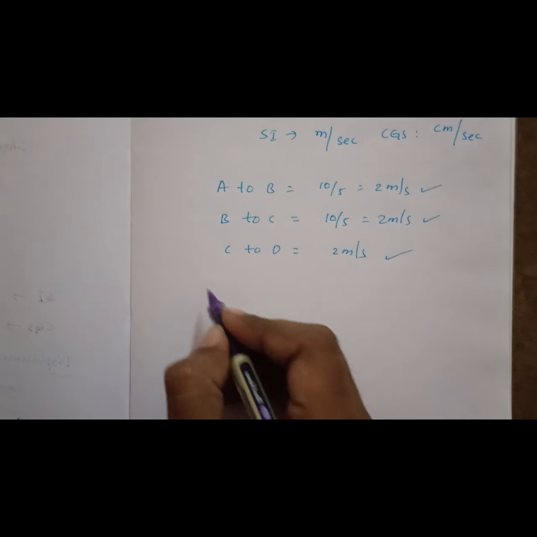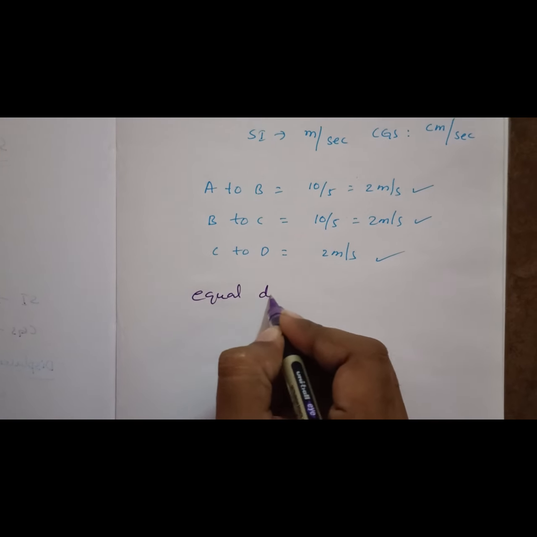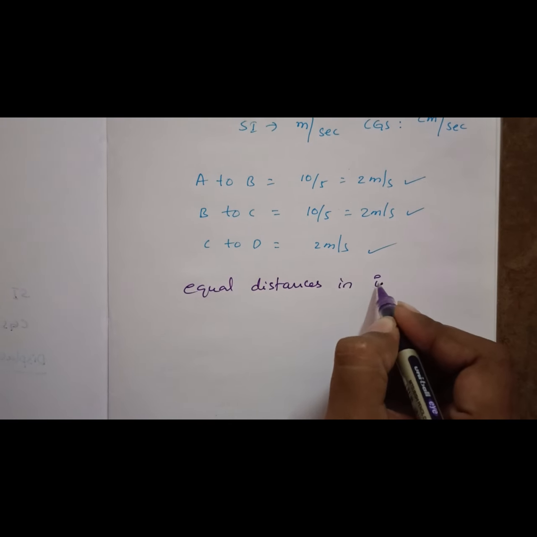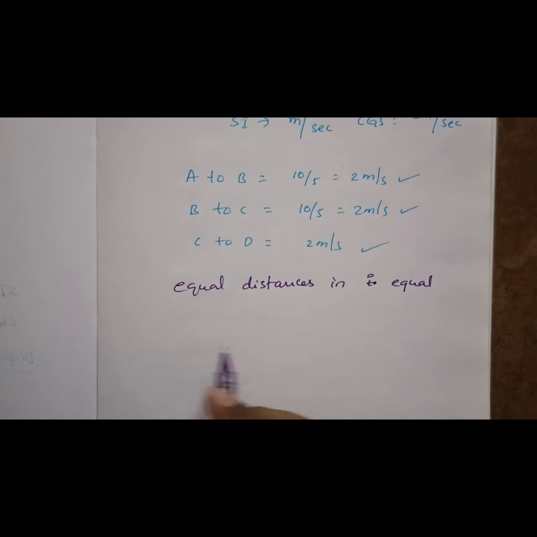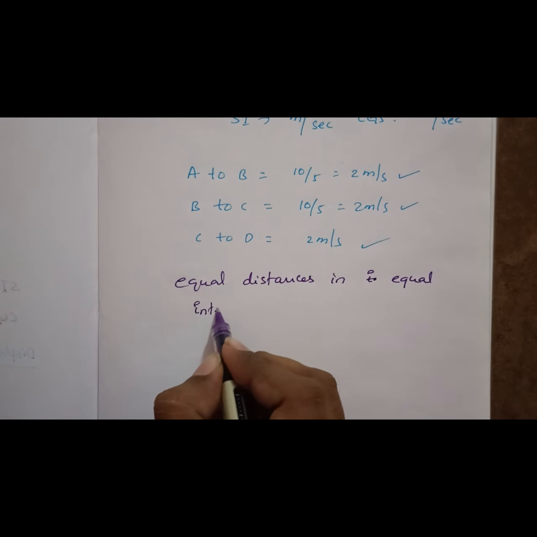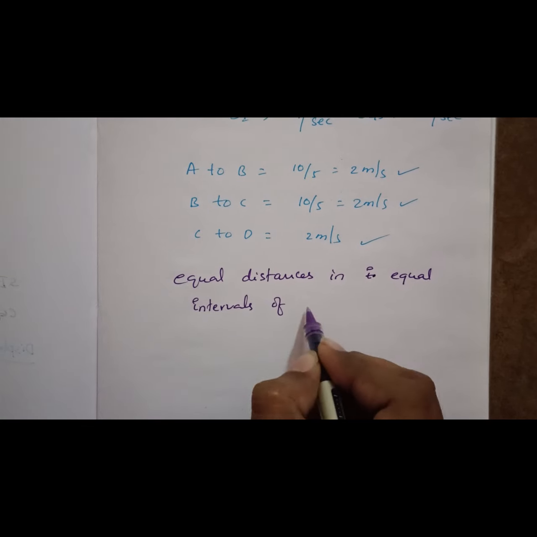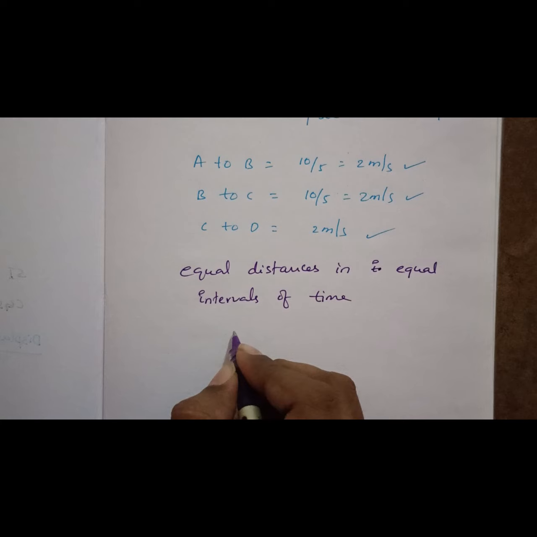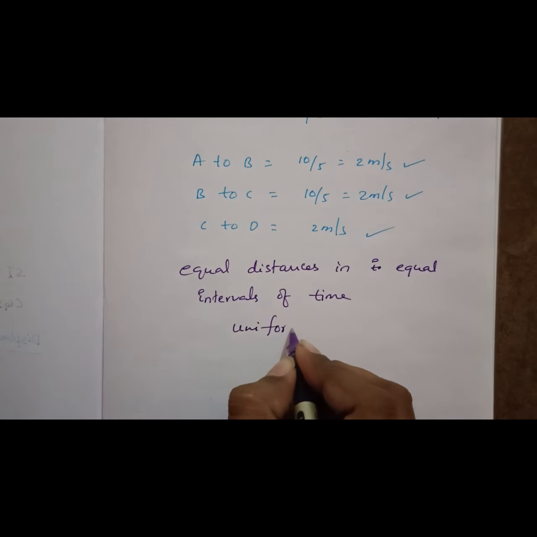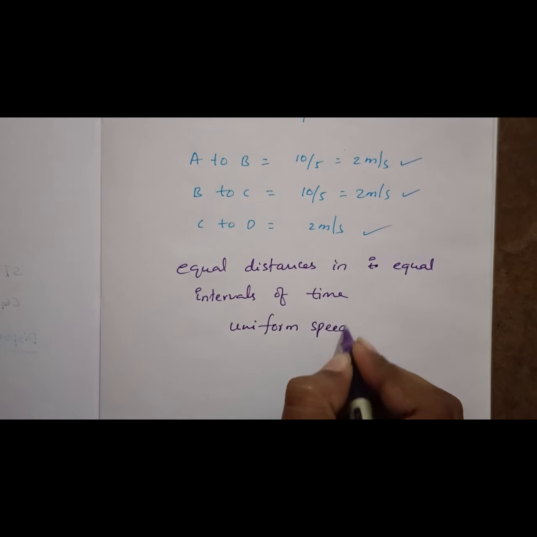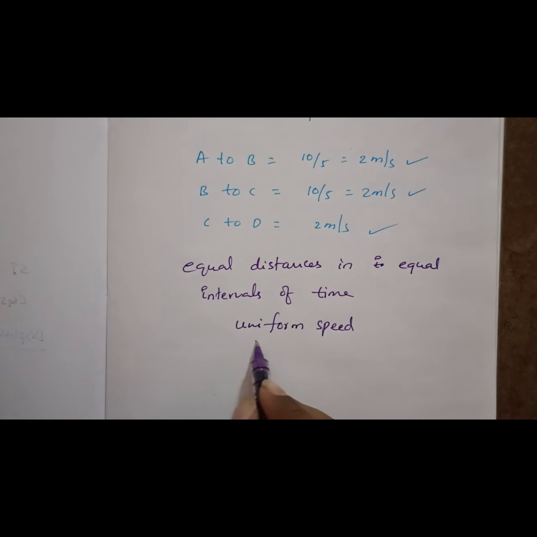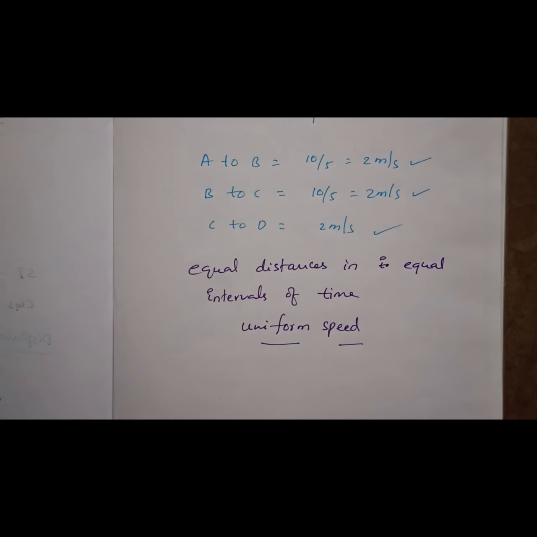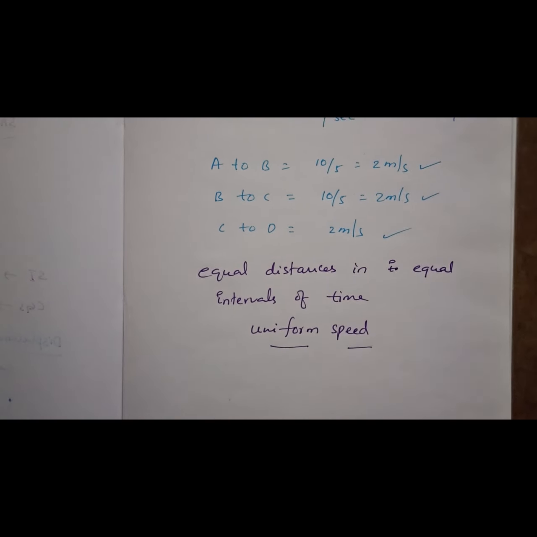Equal distances in equal intervals of time, that is uniform speed. Then the body is said to be in uniform speed. Equal distances in equal intervals of time, then the body is said to be in uniform speed.